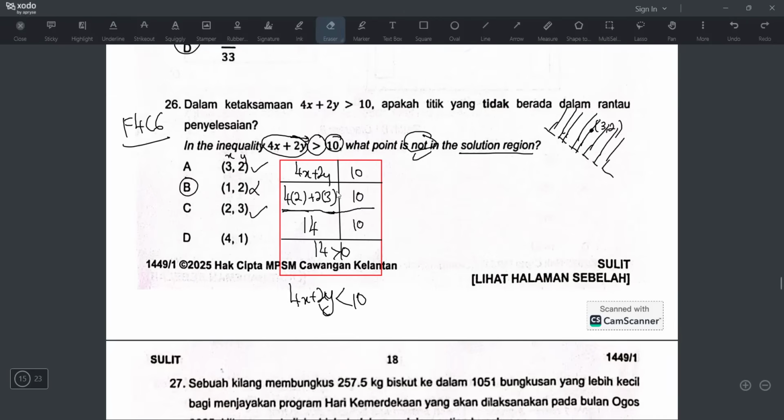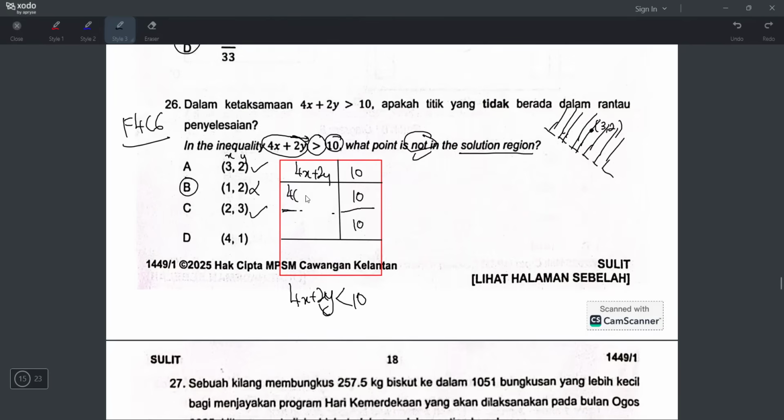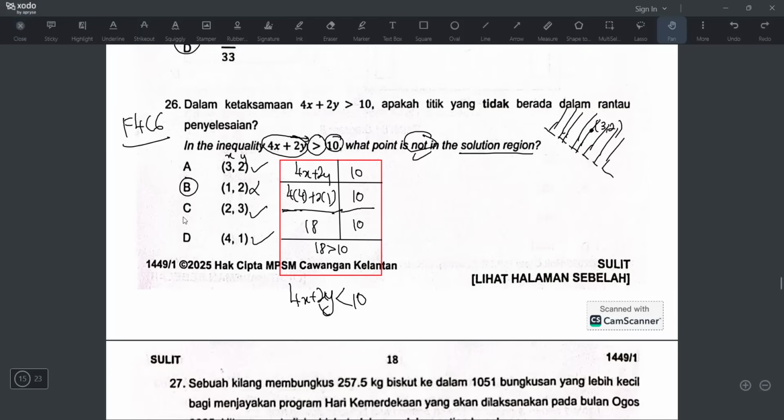Okay, last one, the D. Erase this, erase this, erase this. So 4 times x plus 2y, your x is 4, your y is 1. 4 times 4, 16, plus 2 is 18. So you end up getting 18 bigger than 10. That means your left hand side is bigger than the right hand side, so 4x plus 2y is bigger than 10 also. So D is also in the solution. So which one is not in the solution? B. Because out of the four, this is the only one where you get the left hand side smaller than the right hand side. The rest you get left hand side bigger. Only B you get left hand side smaller. That is why B is not in the solution region. All right, that's all.